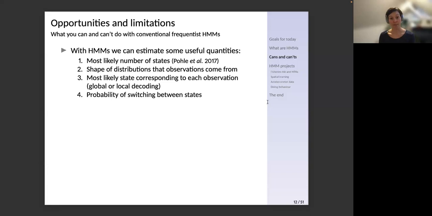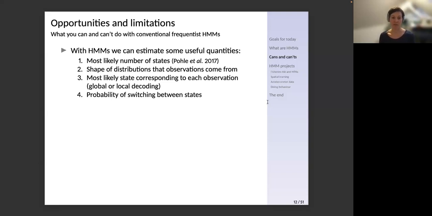You can also find out the shape of the distributions that the observations come from, if they're very peaked or very flat, and you can also find the most likely state that corresponds to each observation. There are two processes to this. You can either use global decoding or local decoding. Global decoding takes into account the whole sequence: what is the most likely sequence of states in this whole time series, whereas local decoding is much more about, okay, which state is this observation most likely to come from?